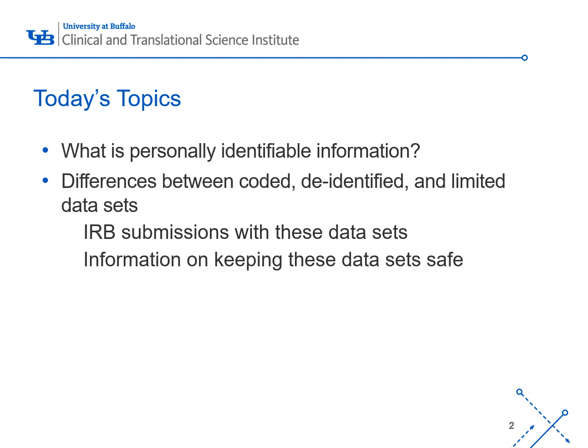The topics we will discuss today include specifically what is personally identifiable information, as well as what protected health information is. We will talk a little bit about the differences between coded, de-identified, and limited data sets. We'll look at what documents are required for certain IRB submissions that have these types of data sets, and what is the best way to protect confidentiality of individuals and keeping these data sets safe.